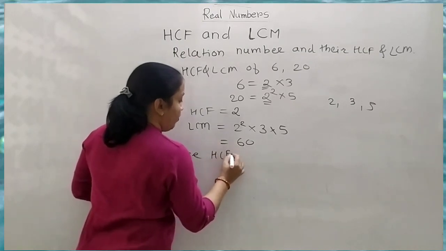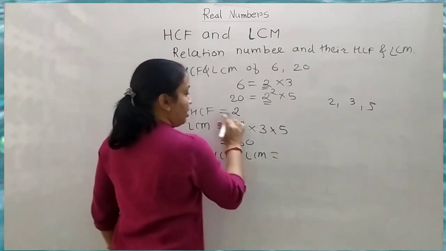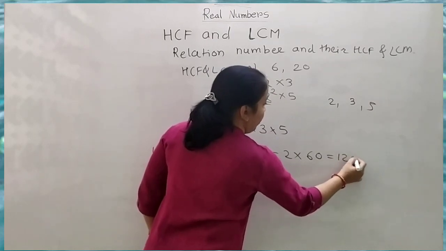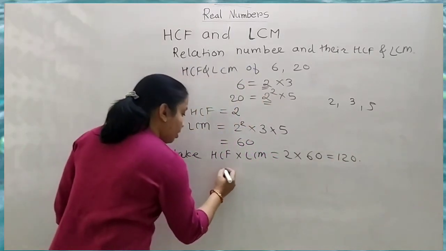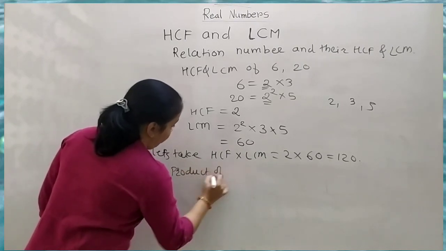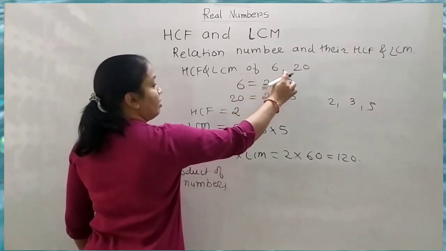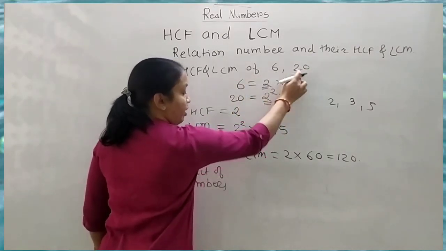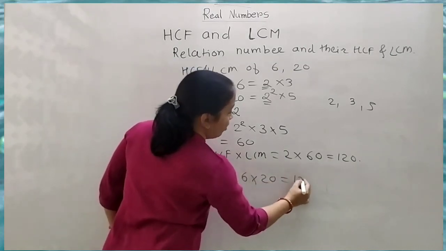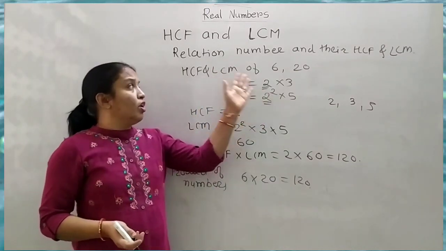Now if you observe, take the product of HCF into LCM. What will you get? HCF is 2 into LCM is 60. You will get 120. Now take the product of the numbers. The numbers are 6 and 20. Therefore the product of the numbers is 6 into 20. It is again 120.